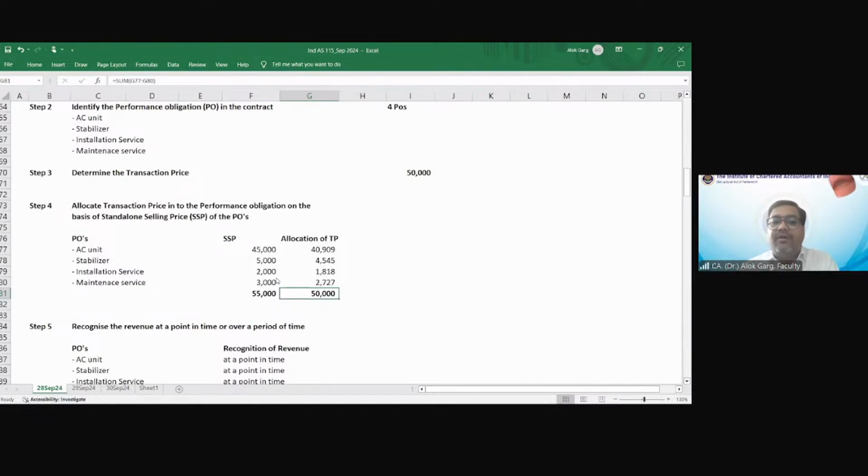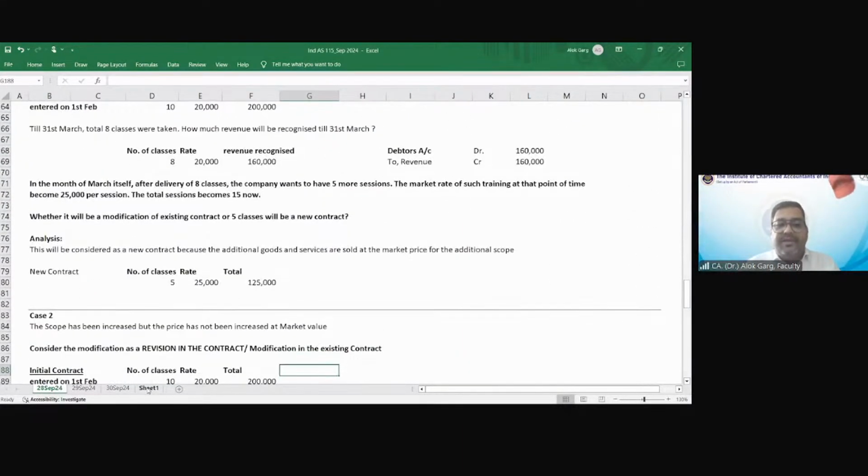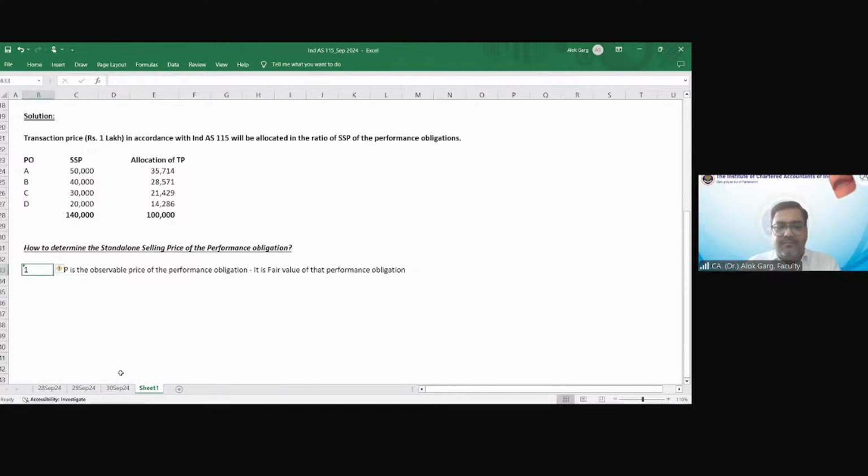But what happens if the standalone selling price is not identifiable or not available, the fair value is not available, and the entity is not selling the goods and services separately? Tell me what to do in that case. The first priority is of course to compute the standalone selling price on the basis of fair value. You just take that.